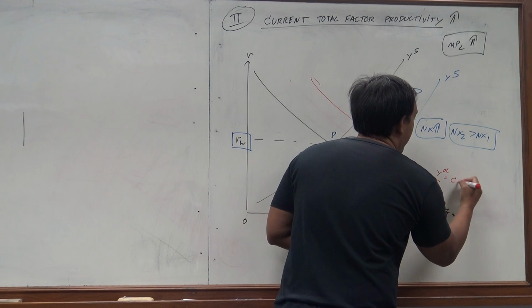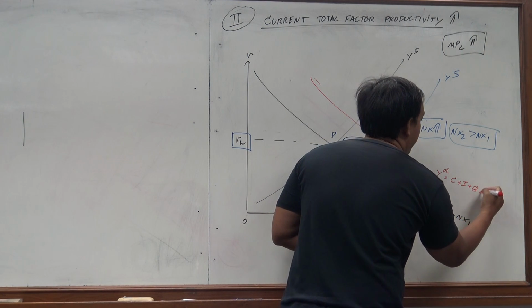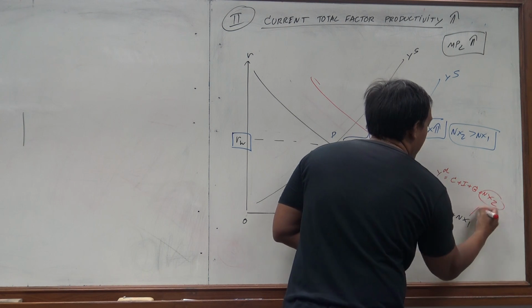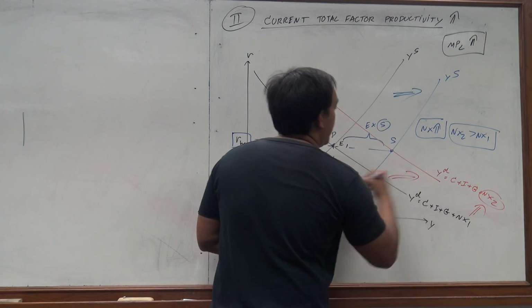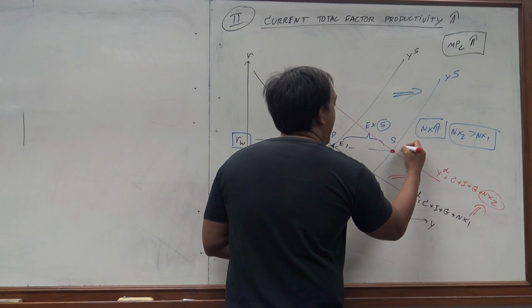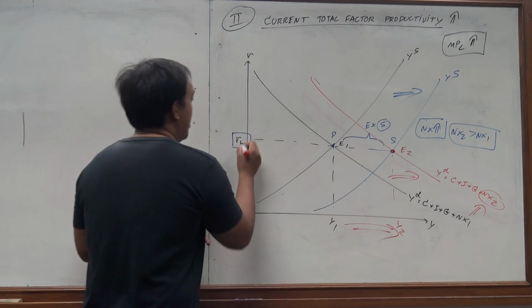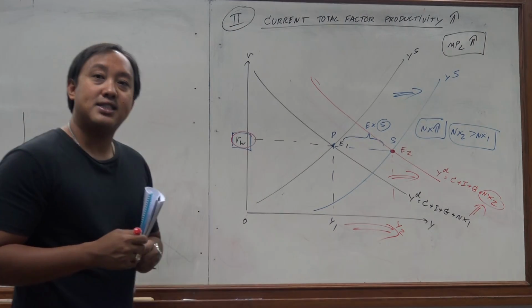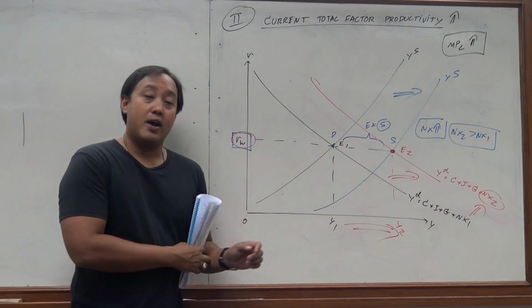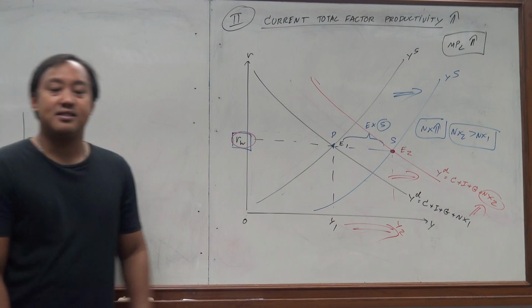This is YD equal to C plus I plus G plus NX2. NX1 increasing to NX2, the new equilibrium point is here, E2. GDP increases a lot, from Y1 to Y2. The real interest rate of the world is still the same. So we have this case. Done.